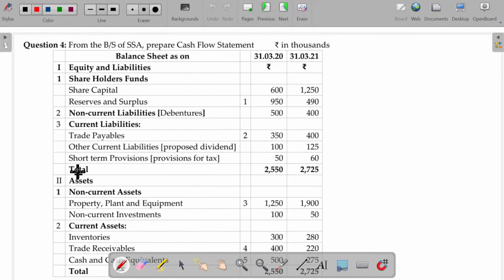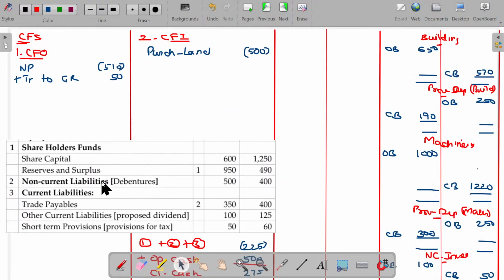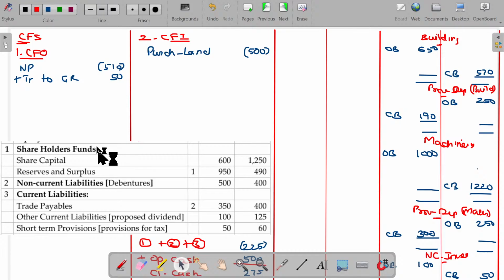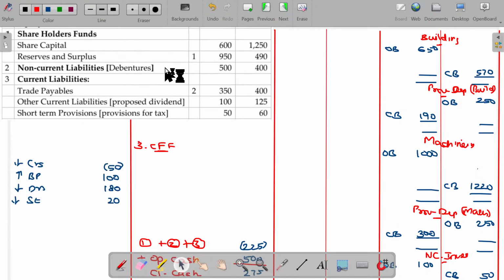So we have posted all these items. Let's go for the liability side items. Now share capital 600 becomes 1250. We assume this increase is due to the fresh issue.